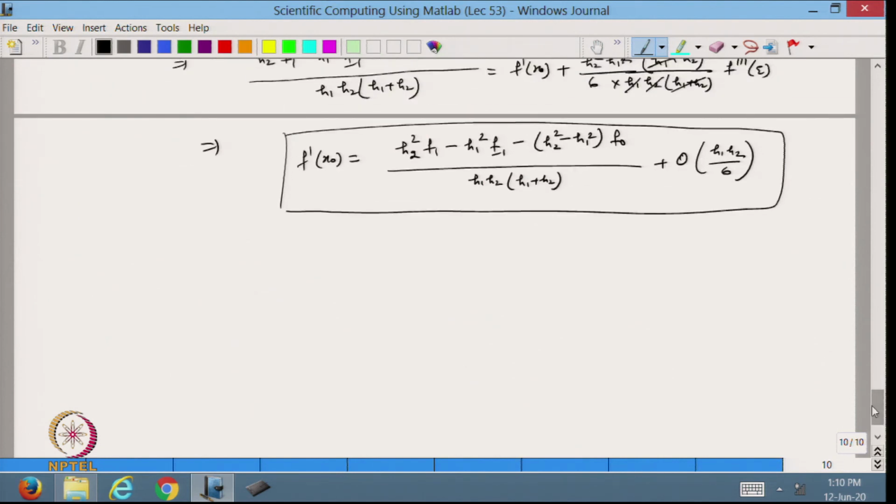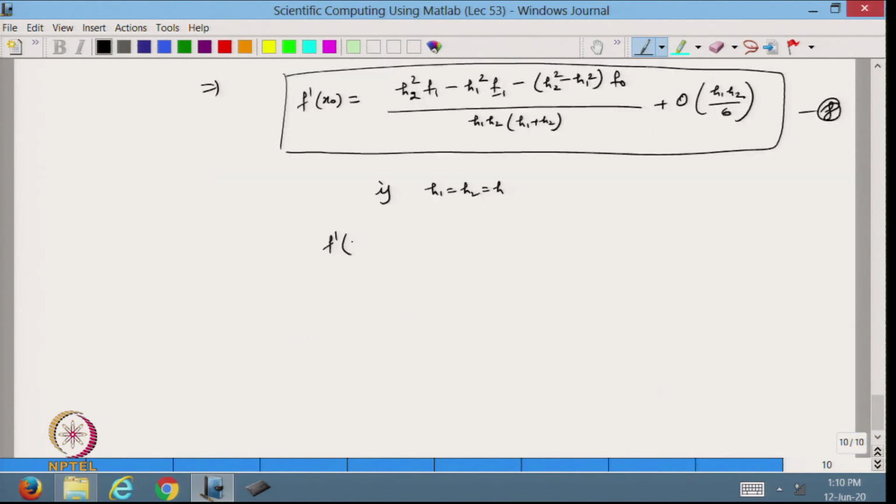Now this one I can write, if h1 is equal to h2 is equal to h, then I can write this as, for equispaced data, h and h I can take common, so this will be 0 in that case. So I can write from here h square can be written as f1 minus f minus 1 divided by 2 h cube, right, plus this will be of order h square by 6.